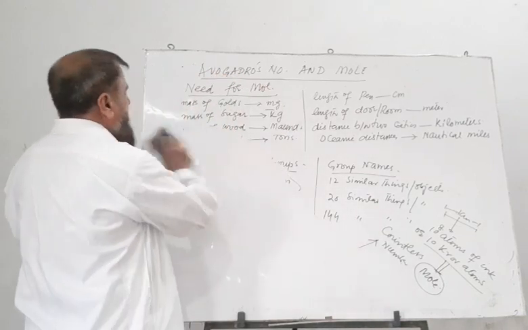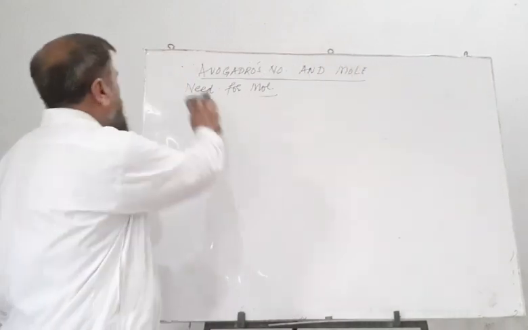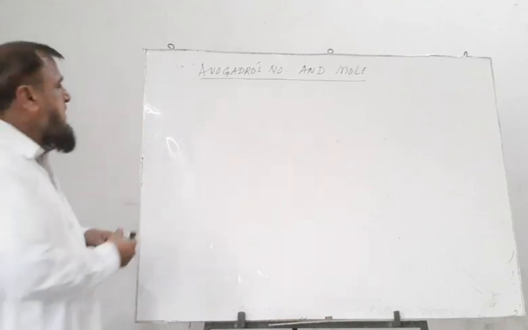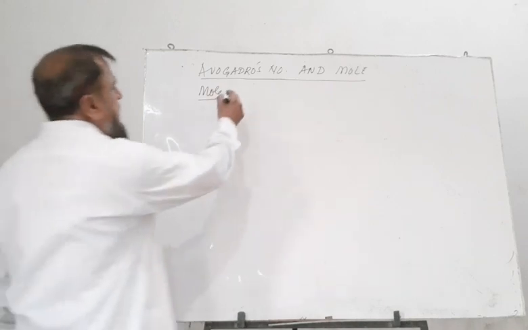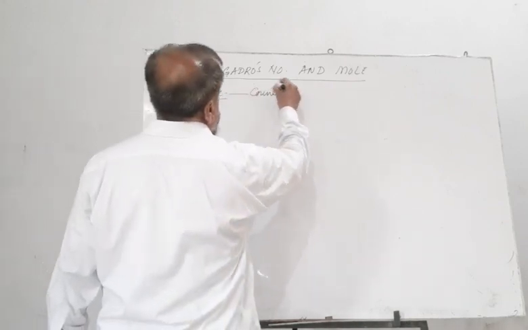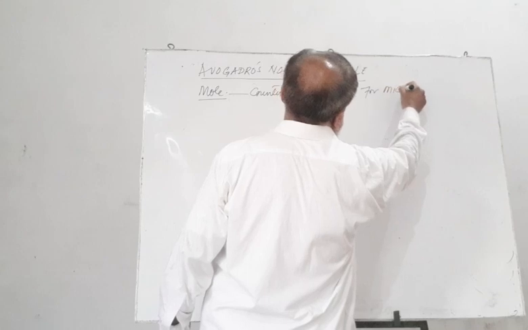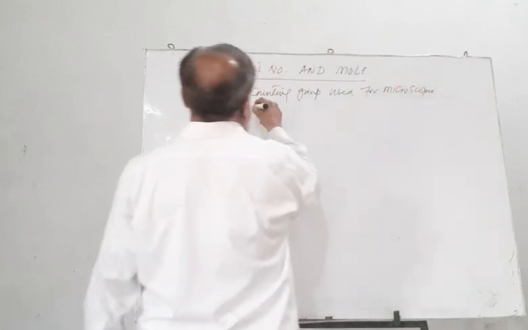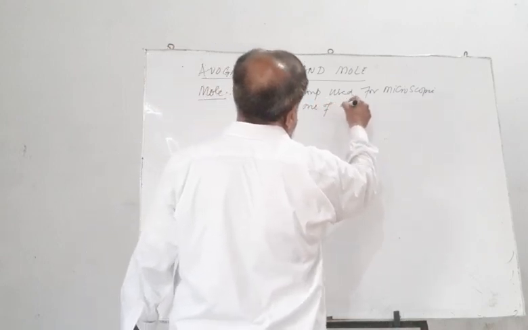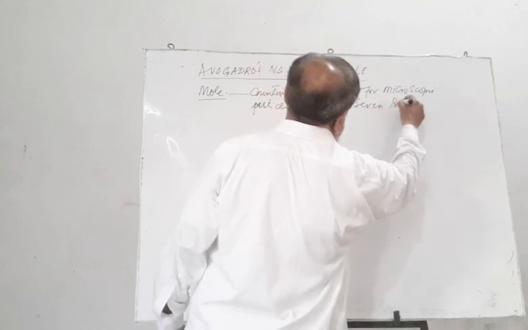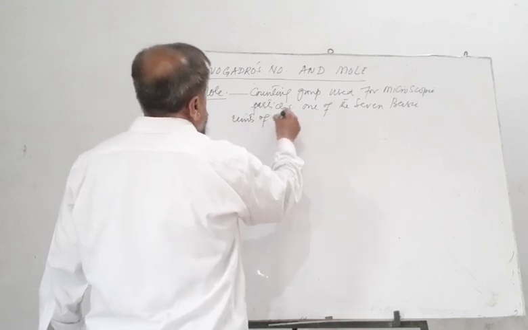Now there are two definitions of mole, an old definition and a modern definition. The old definition for mole was... Therefore we can say that mole is a counting group used for microscopic particles, and it is one of the 7 basic units of the SI system, the System International.